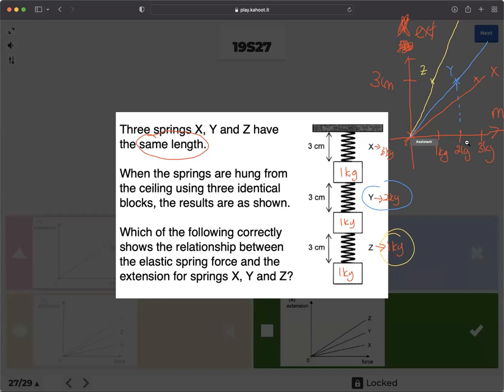Clear so far? Can you see now? For Z, it will be like this. Highest. Y will be the middle and X is in the lowest. So are you clear about how to do this question? Basically, we use the 3 cm to compare all three.